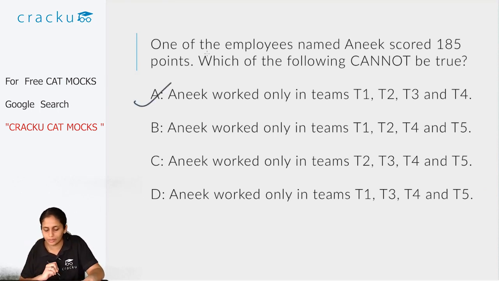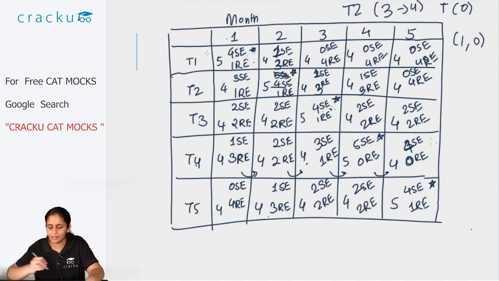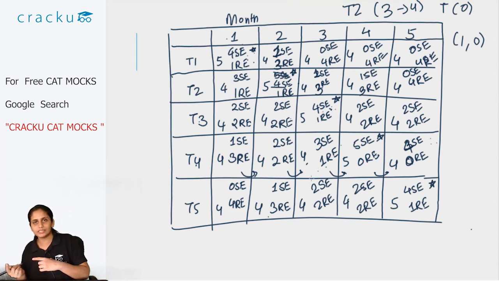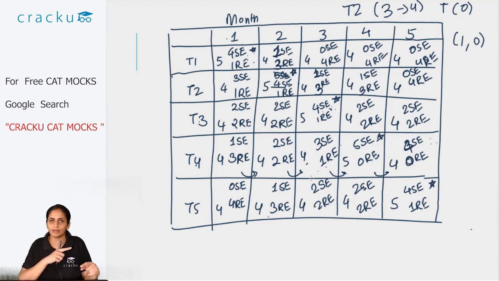So this is definitely possible. Now let's take a look at Anik worked only in teams T1, T2, T4 and T5. So let's take a look at those teams again. So T1, T2, T4 and T5. Now how can somebody go from T2 to T4? They can go from T2 to T4 in the swap that happens, where T2 has to give off 1 skilled engineer and T4 has to give back a regular employee.